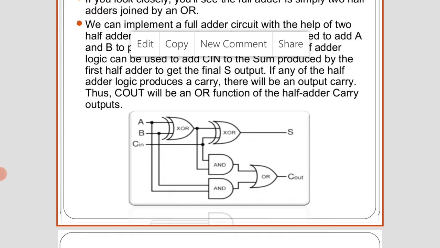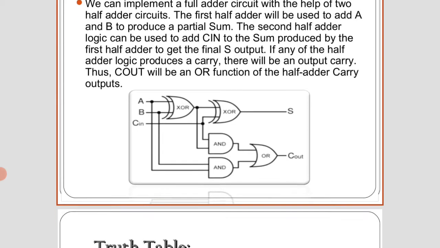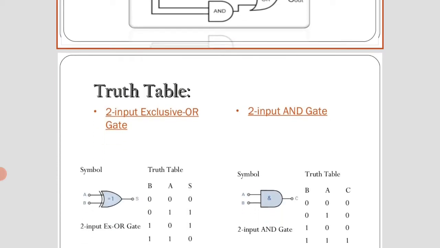The 2 inputs from the XOR gate are given to the 2 inputs of the AND gate. The second AND gate has 2 inputs, A and B. The output of the AND gate is given to the input of the OR gate, and at the output of the OR gate we obtain Cout.